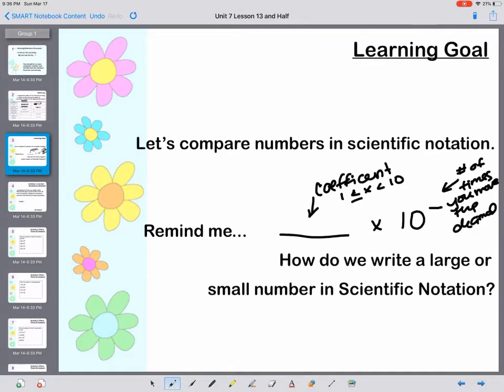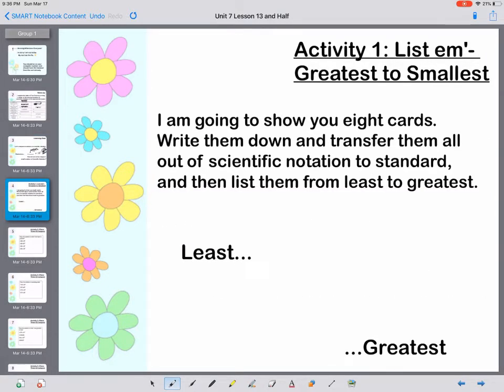Our first activity, I was going to do a card sort with you, so I'm just going to give you the cards and we're going to list them from least to greatest. So I'm going to flash you, let's say 4 cards first, maybe 6, and then pause it, write them down, and I will give you the other 2, and you are going to transfer them. So I'm going to show you 8 cards total. You're going to write them down and transfer them all out of scientific notation to standard form, and then list them from least to greatest. So let me show you the cards.